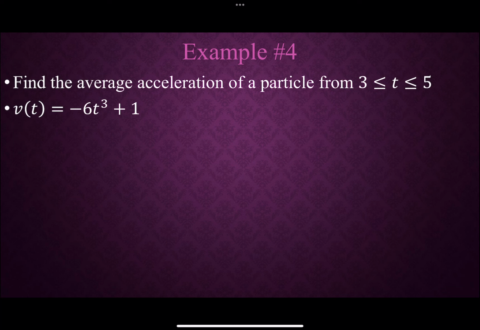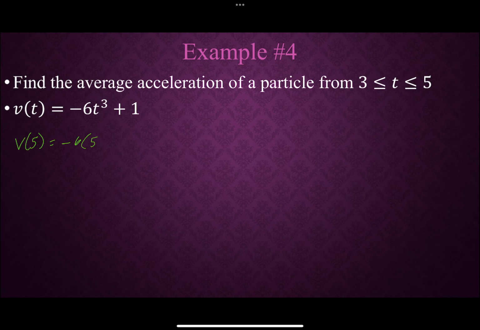Average acceleration, same thing. I don't want the actual acceleration function. I use the velocity function to find the average rate of change here. So if I was starting with position, I would then take its derivative to get to velocity and then do my average rate of change. So I'll need to know the velocity at 5.